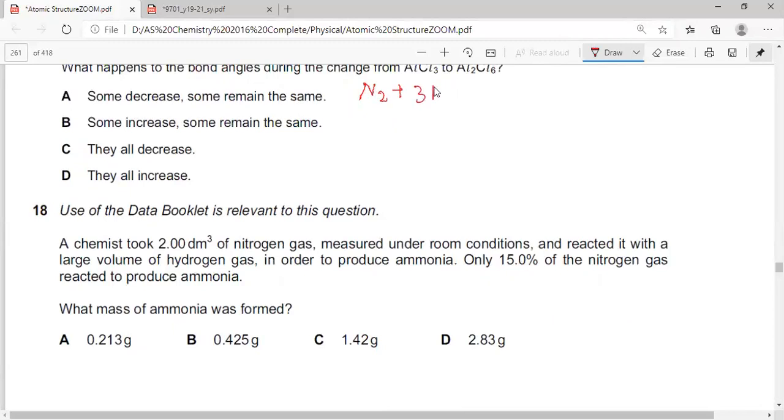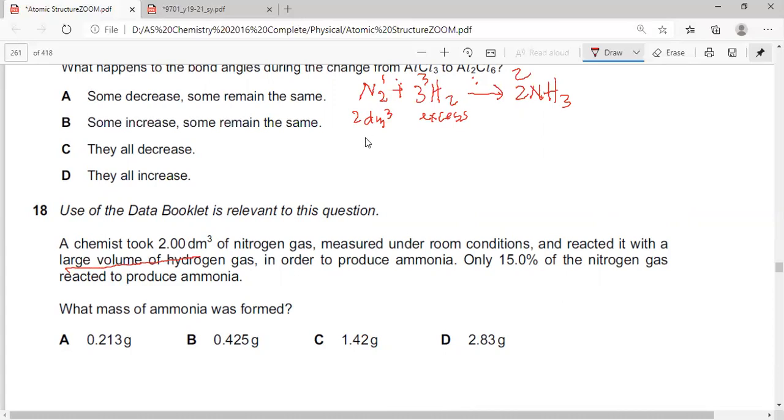If you know the equation, better still. N2 plus 3H2 gives 2NH3. So 1 mole is to 3 moles is to 2 moles. Stoichiometry. Here they say he took a volume of 2 dm cubed. Only 50% of this is reacted, isn't it?